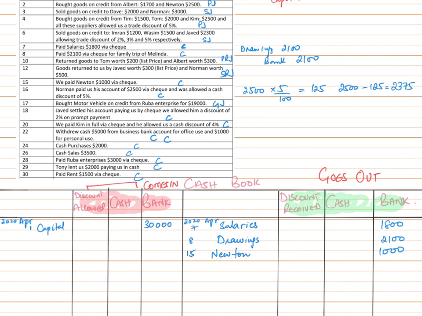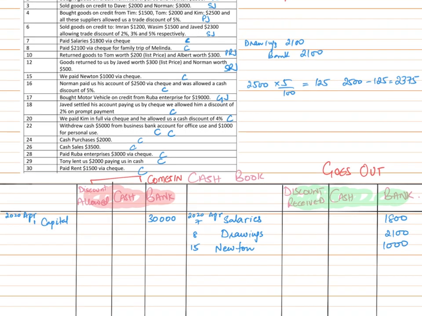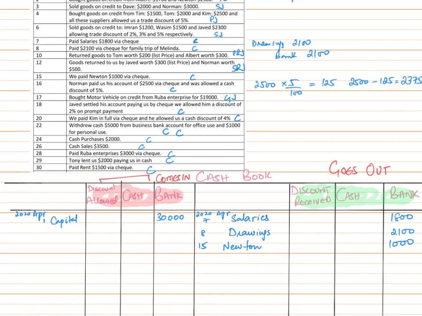So we are actually getting $2375, and we are giving him $125 worth of discount on prompt payment. So Norman paid us his account, so we are getting money from Norman. On 16 we are going to write, he is paying via check, so we will write 2375 in the bank account because we are receiving 2375 in our bank, and we will write 125 in the discount allowed column, because this is the discount that we are giving him on paying us early. Norman is paying us early, and it's written cash discount, and we clearly know cash discount gets recorded.